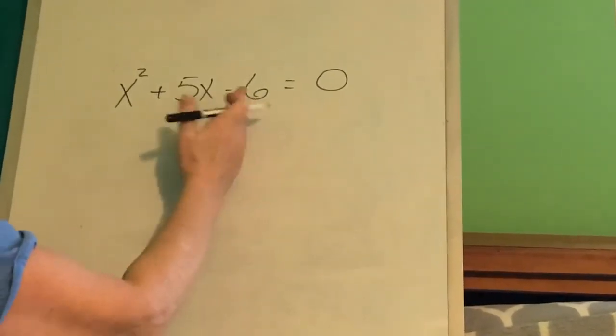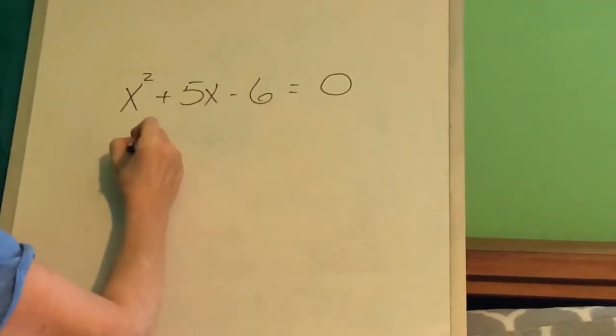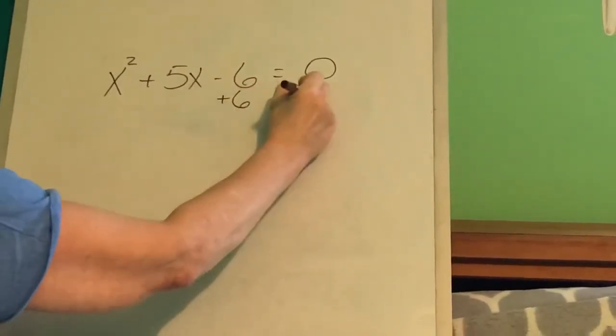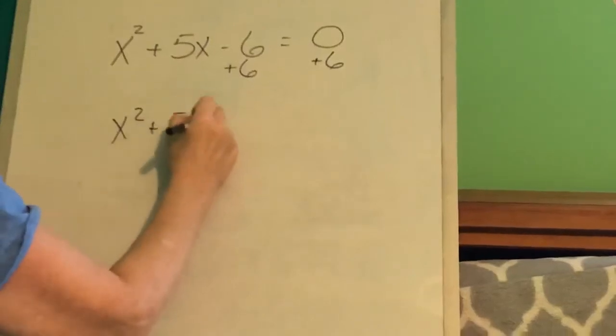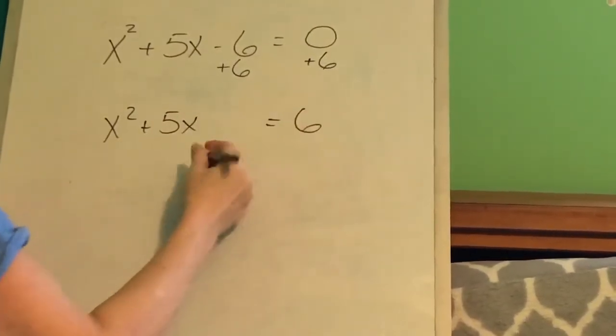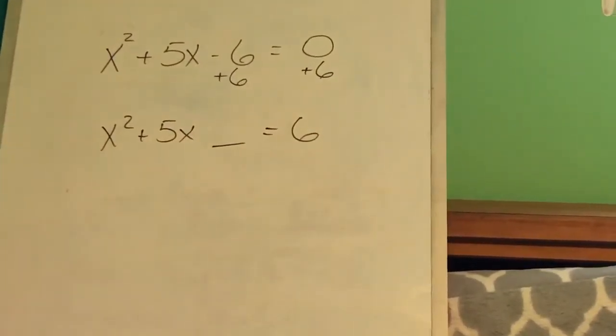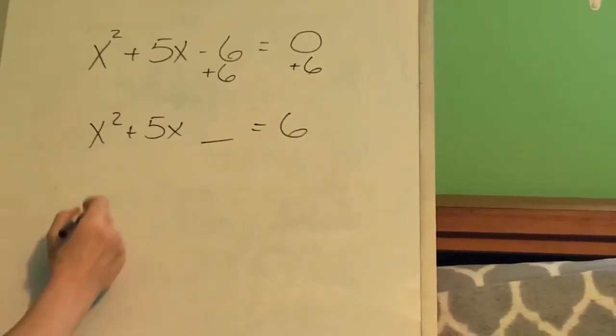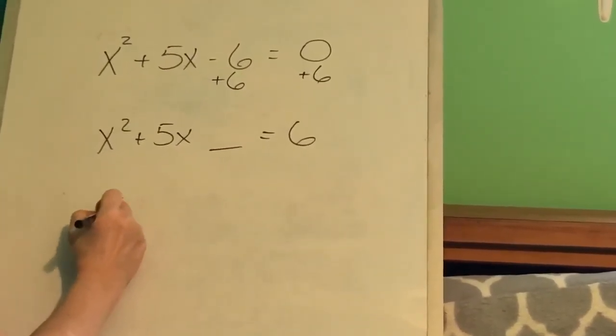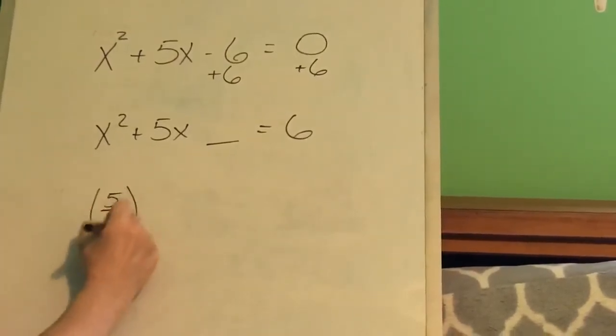So step 1, we want to separate our unknowns from our knowns. So we're going to add 6 to both sides, giving x squared plus 5x is equal to 6. Again, notice I left myself a little blank there because we're going to play fill in the blanks. We're going to take half the linear term, 5 halves. We're going to square it.